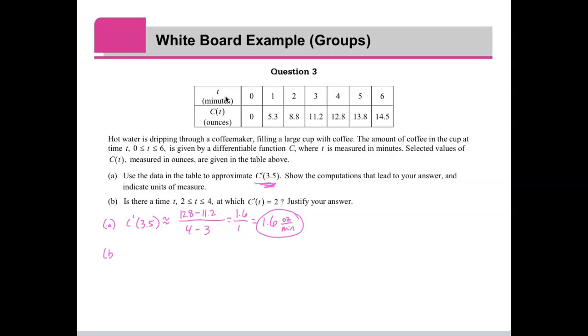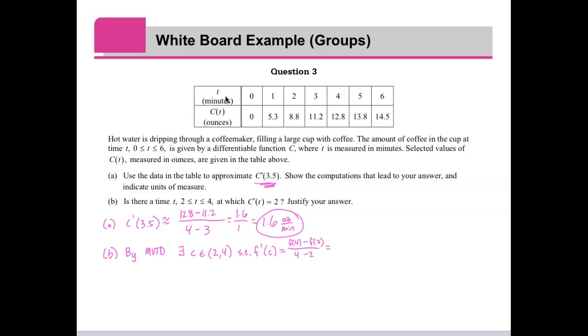So for B, by MVT, there has to exist some value c on the interval. The interval that they're talking about is 2 to 4. So between 2 and 4, such that f prime of c has to equal the average slope on that interval. So that would be f of 4 minus f of 2 over 4 minus 2.